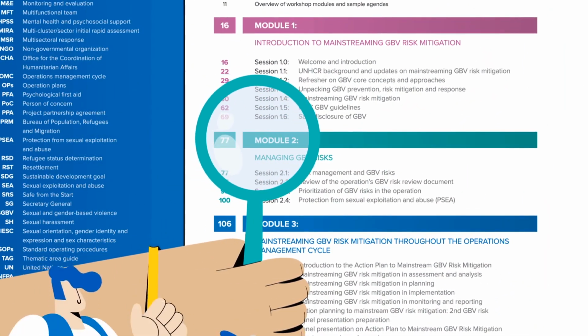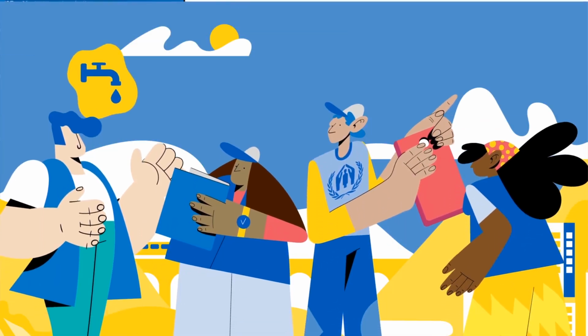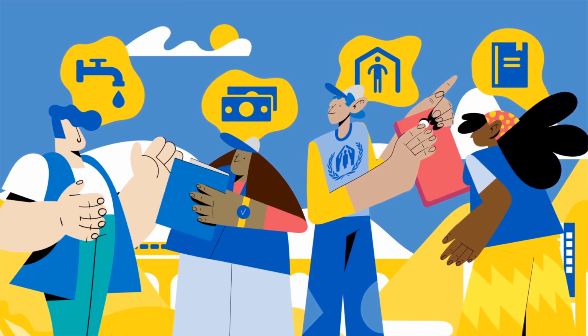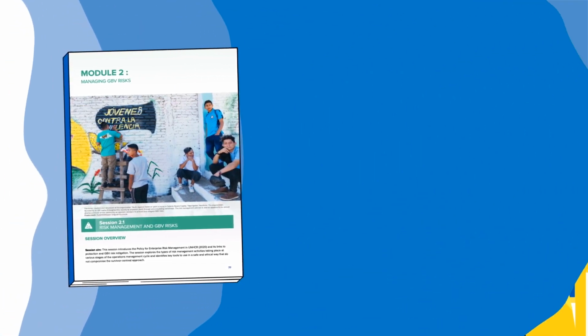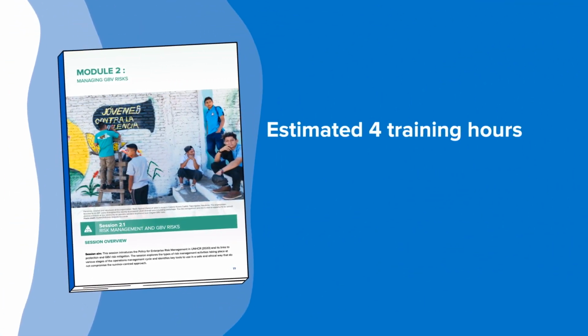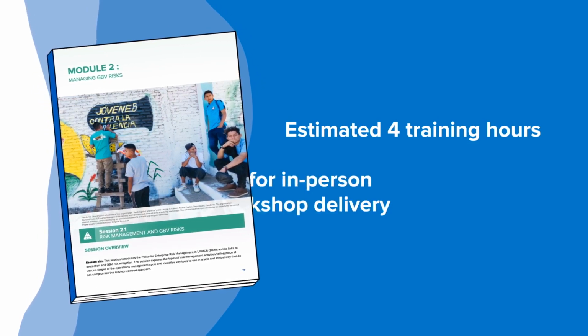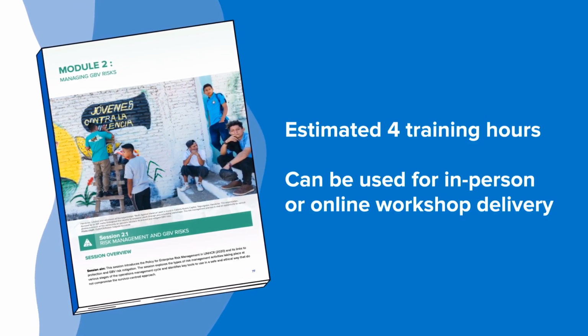The ready-to-go materials are immediately available to support facilitators from GBV, protection, and program profiles to conduct a workshop for sectors or clusters and other areas of work in your operation. This module includes an estimated 4 training hours and builds on Module 1's Introduction to Mainstreaming GBV Risk Mitigation. The content can be used for in-person or online workshop delivery.